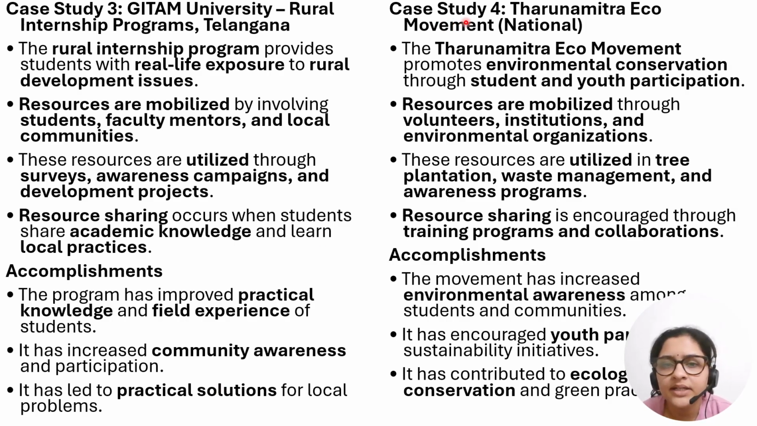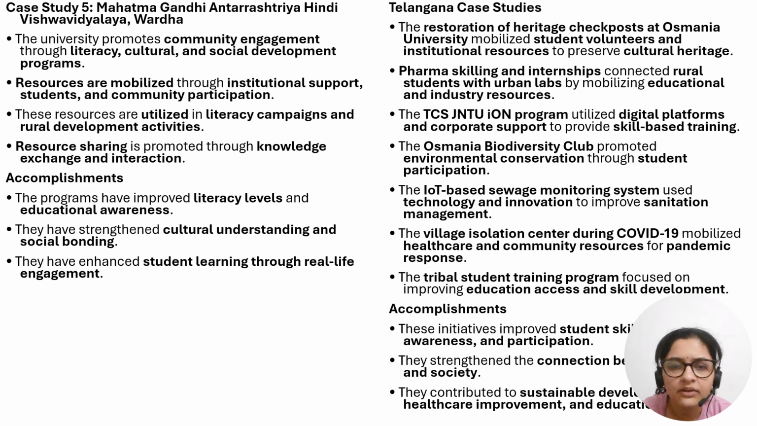Then the fourth case study is Tarunamitra Eco Movement, that is nationwide. Okay, it promotes environmental conservation through student and youth participation. Resource mobilization happened through volunteers, institutions, and various environmental organizations. Resources are utilized in tree plantation, waste management, and awareness programs. And resource sharing happened through training programs and collaboration. So, what are the accomplishments? Environmental awareness, youth participation, and contribution to ecological conservation.